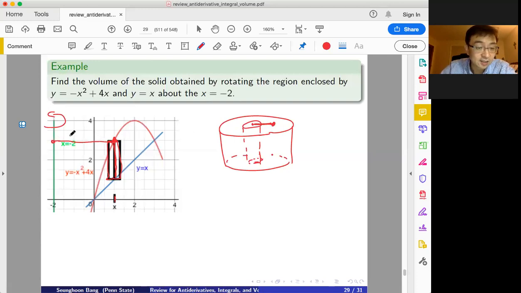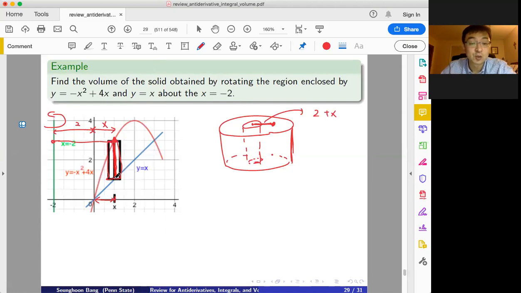So let me see. What is this one? This length is always 2 in this case. What is this length? It's the same as x. So we have 2 plus x. What about the height? The height is always the same when using the cylindrical shell.